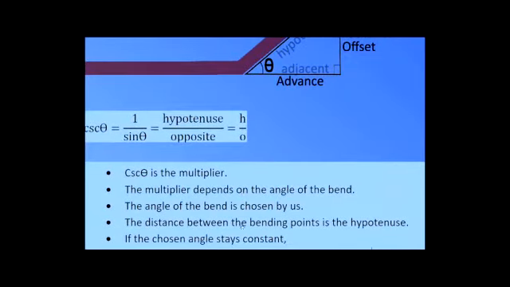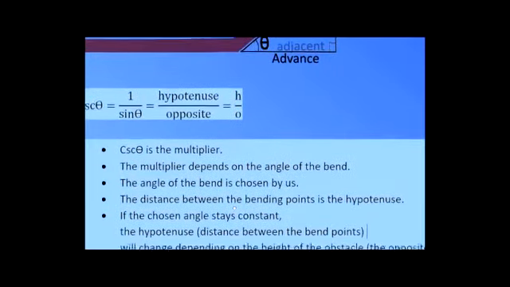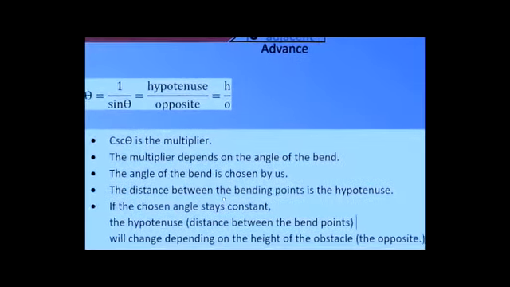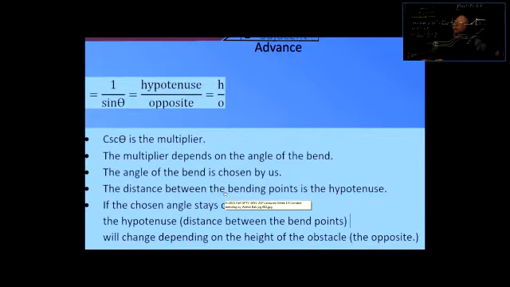If the chosen angle stays constant, the hypotenuse, or the distance between those 2 points, will change depending on the height of the obstacle. So depending on how high we want to go, we might have to choose a different distance between those 2 bending points.